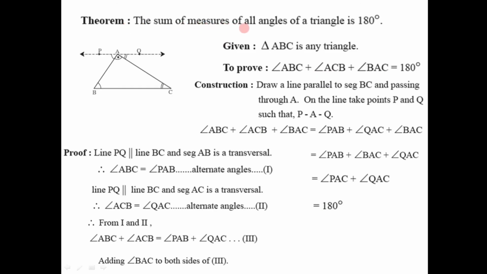The sum of measures of all angles of a triangle is 180 degrees. And to prove this, we have used the properties of parallel lines.